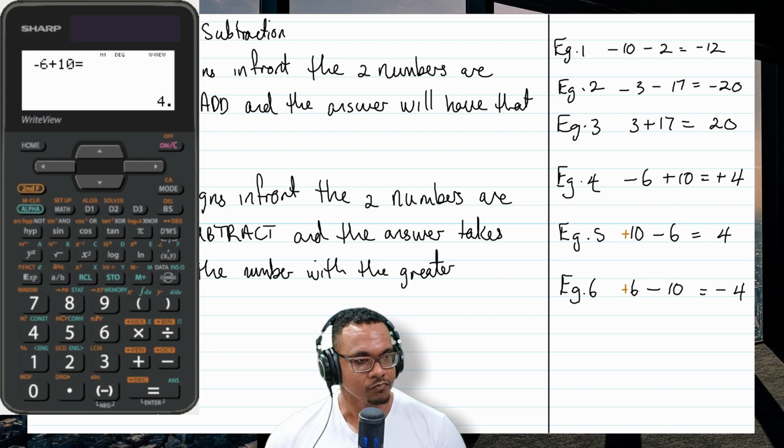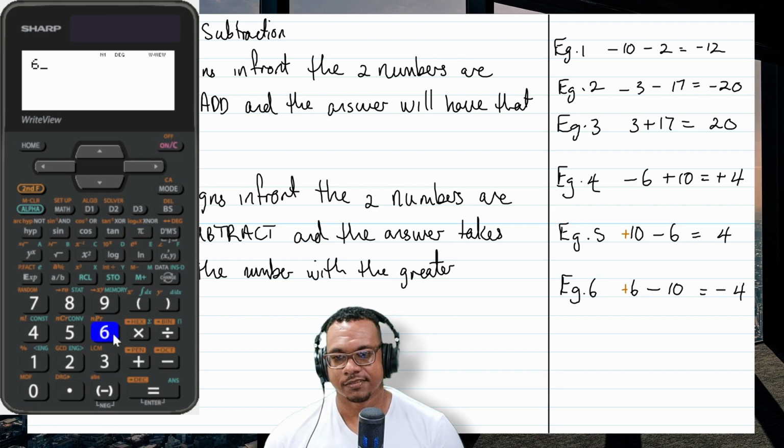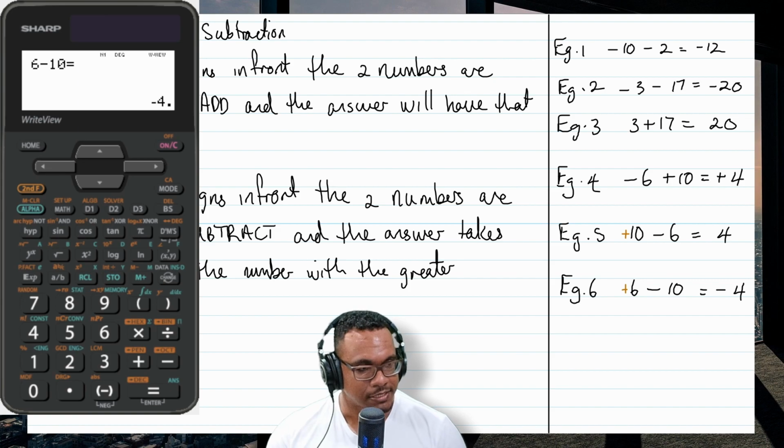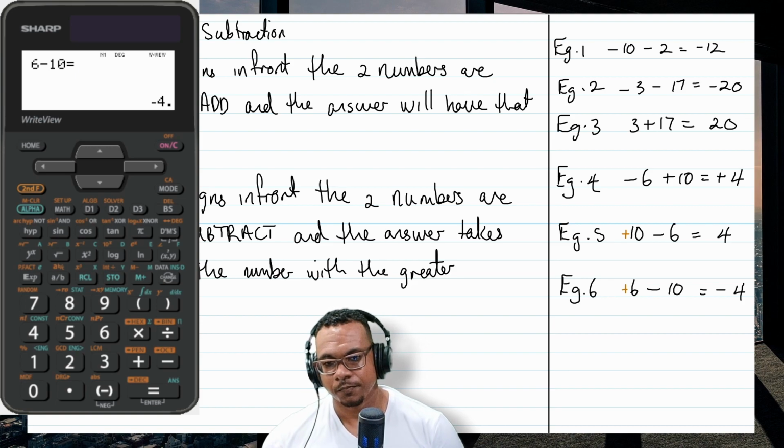And then the other one, 6 take away 10. That's 6, operation negative because it's in the middle, right? Take away 10. And you get negative 4. All right, so that's how to use the calculator to work these things out. All right, so just take it down.